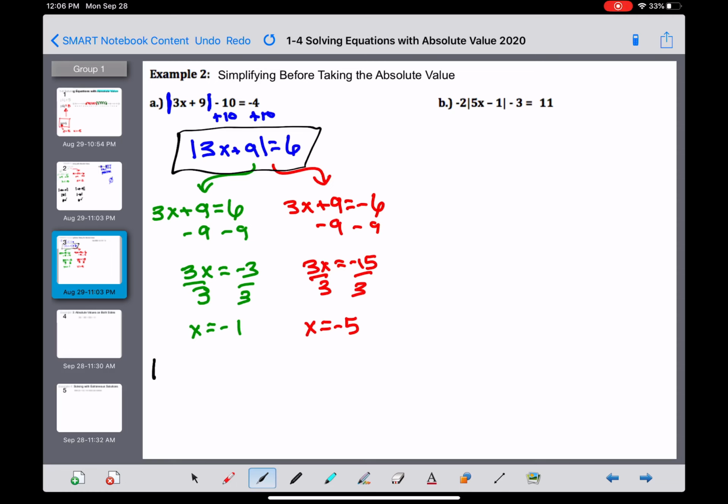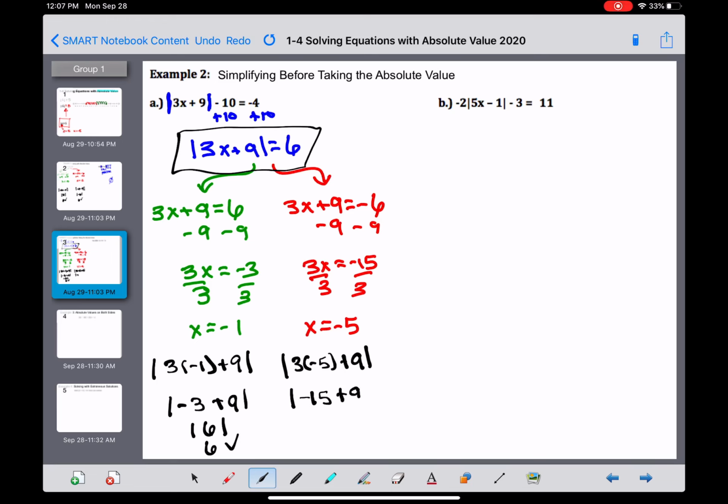So I want to test to see, is 3 times negative 1 plus 9, once I take the absolute value, 6? So 3 times negative 1 is negative 3. I add 9 to that to get 6. And yes, the absolute value of 6 is 6. I check a second time with negative 5. 3 times negative 5 is negative 15. Once I add 9 to that, I get negative 6. Take the absolute value of negative 6 to get 6, and it checks out.